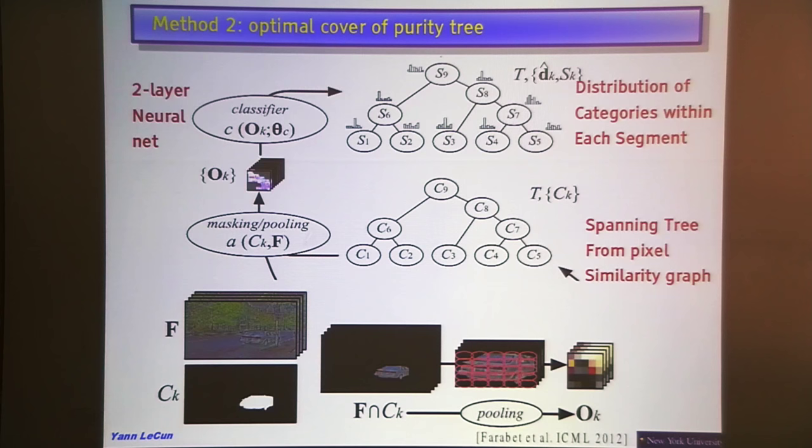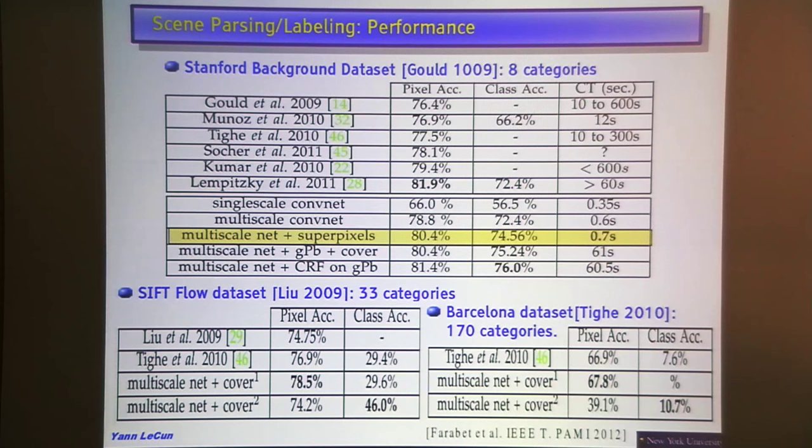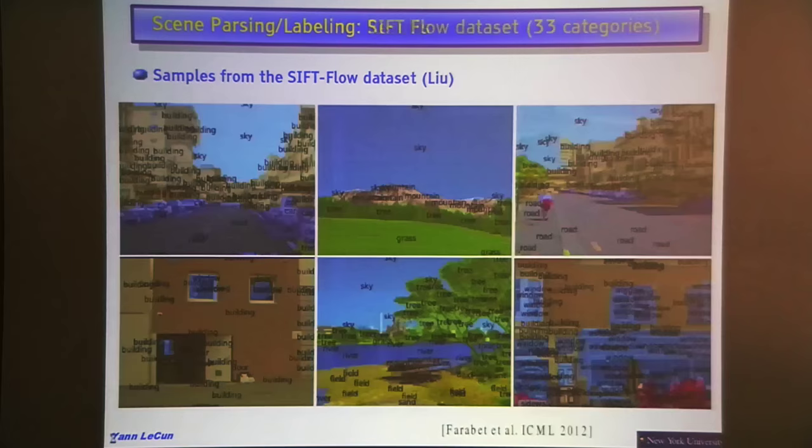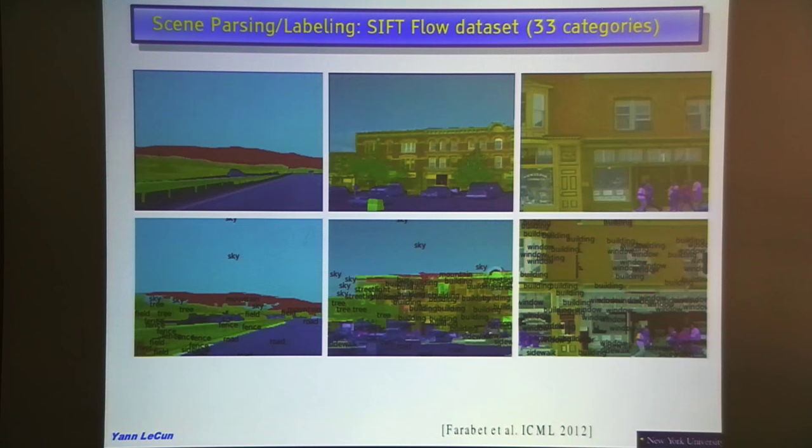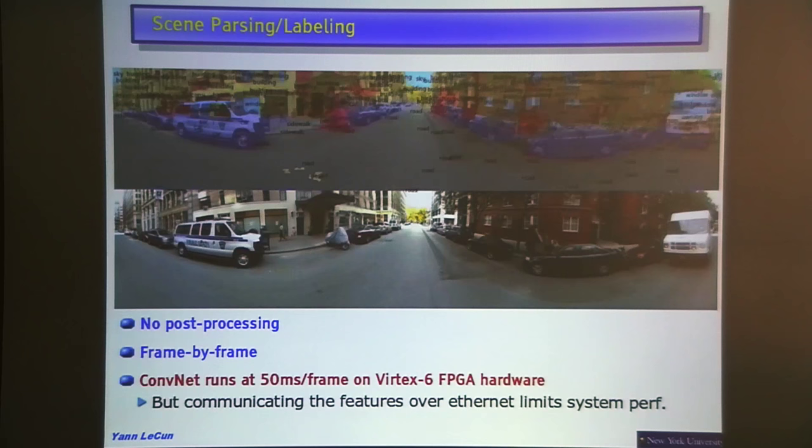And that works really well. In fact, it beats the state of the art, or comes very close to it, but it's 100 times faster. Particularly on this data set, which has 33 categories, it beats the state of the art quite well. I'm not going to go into the details of the results so as not to bore you, and because I'm out of time. I'm just going to show you a little demo, a little video of this.